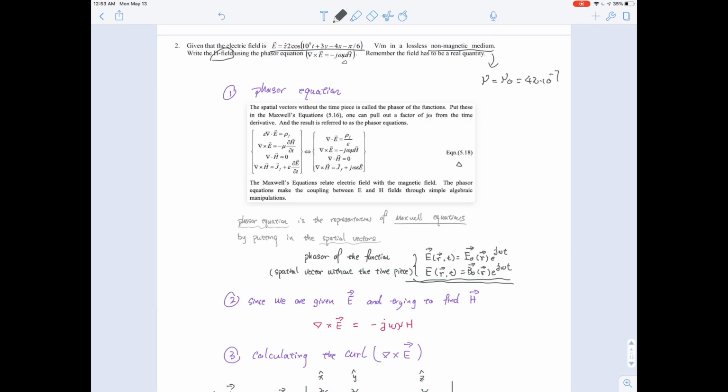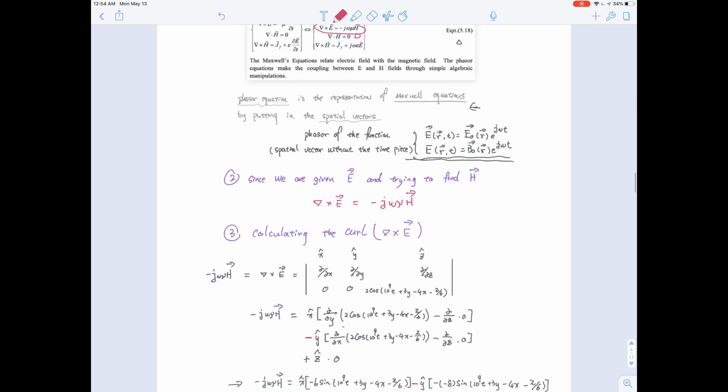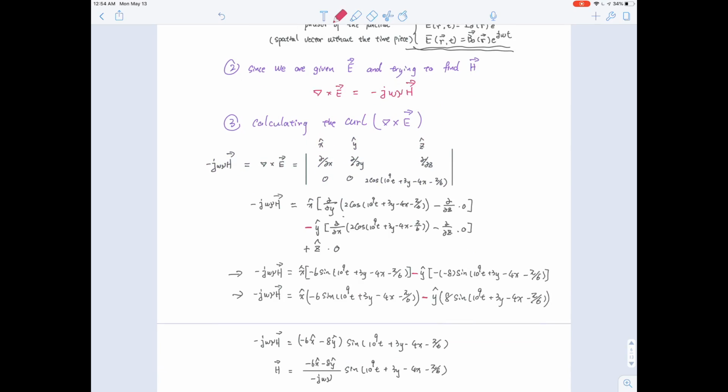It's basically a representation of the Maxwell equations by substituting in the spatial vectors. The reason to use the Phasor equation rather than the Maxwell equation is that it's easier for algebraic manipulations. We have the E field given, so we can use this equation, by calculating the curl of E in order to find the value of each field. And we can start by calculating the curl.